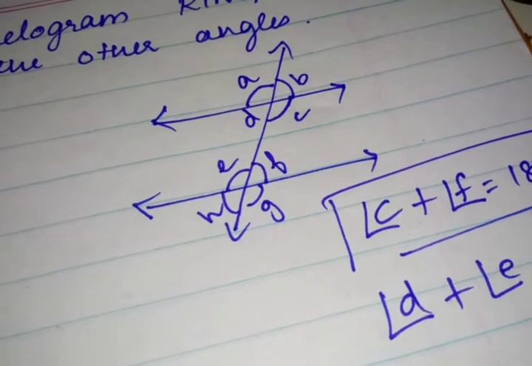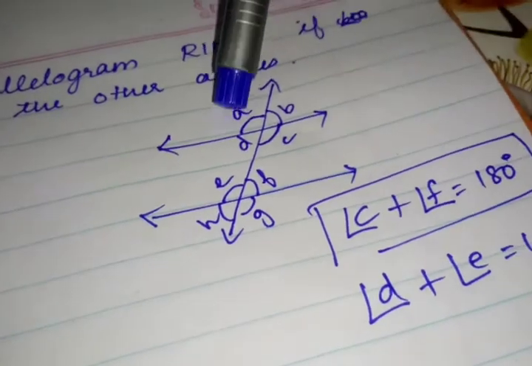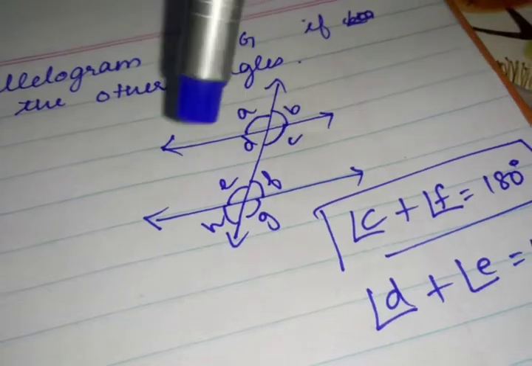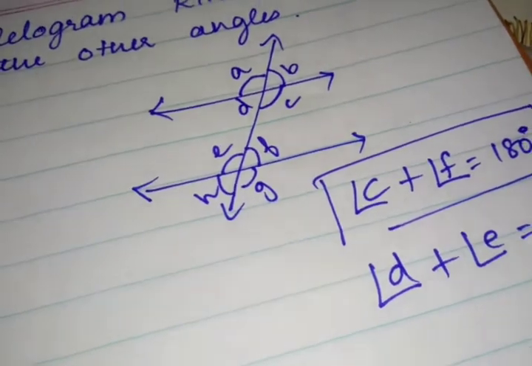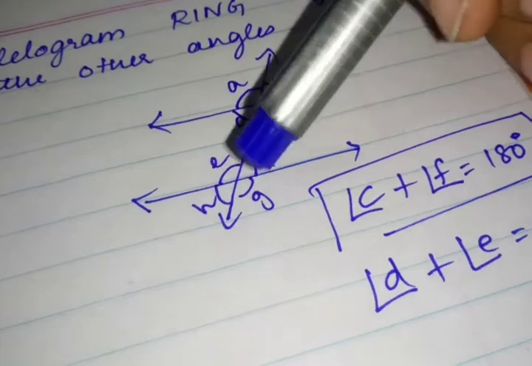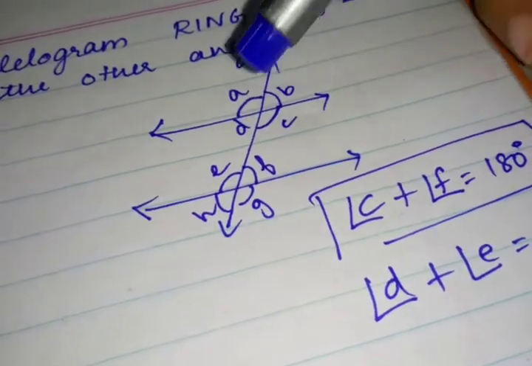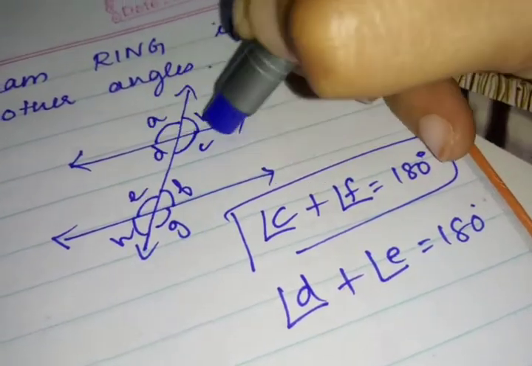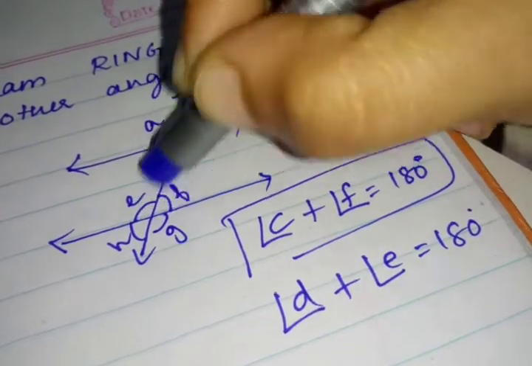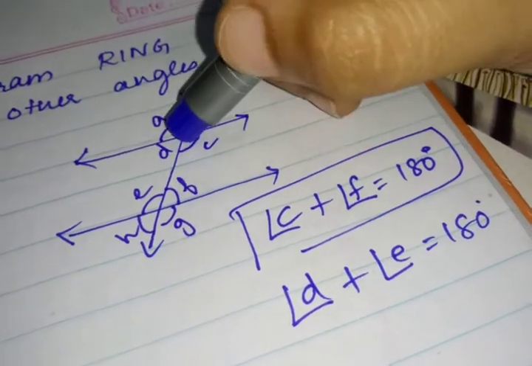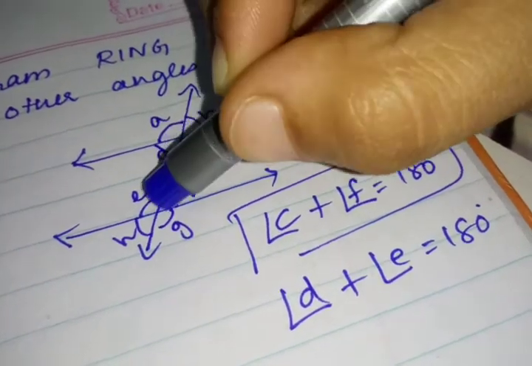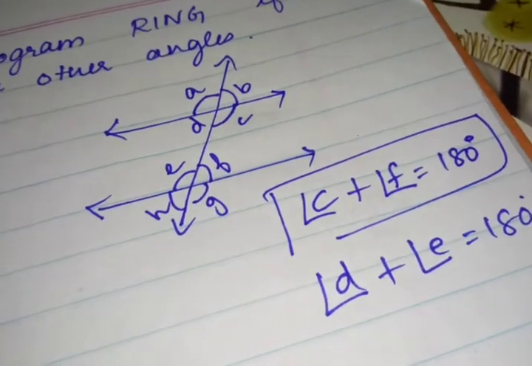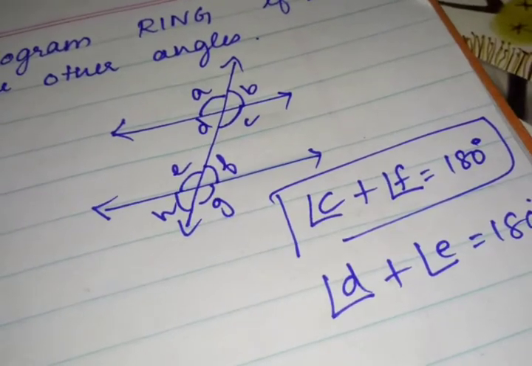Okay, so what are the things we have recalled? Vertically opposite angles, these two angles. Then corresponding angles are equal. Then alternate exterior angles are equal, alternate interior angles are equal. Then two interior angles that lie on the same side of the transversal, if I add those two values, that is 180 degrees. So this is one of the concepts which is very, very important.